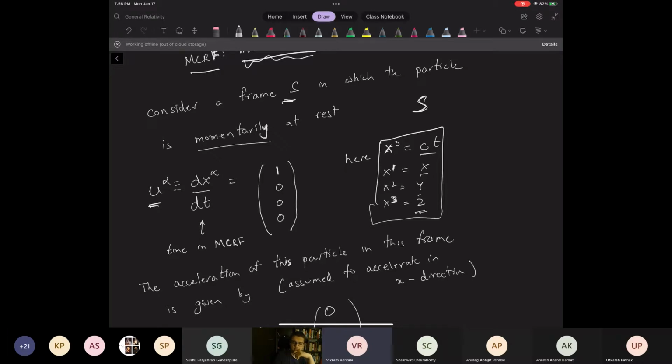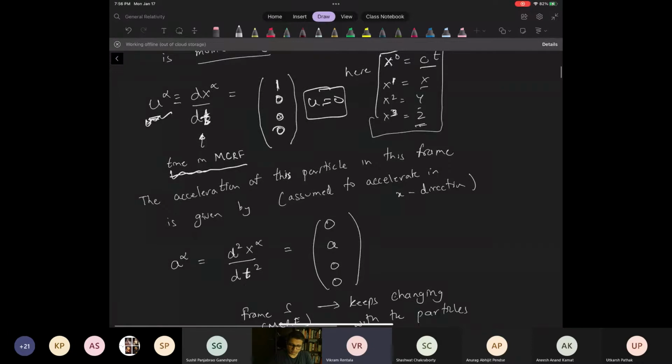The four-velocity is u alpha, which is dx alpha by d tau. I'll just define it this way, and what we'll see is that the time in the MCRF is related to the proper time. So in some sense, this really is the four-velocity. At that instant of time, dx alpha by d tau is just (1, 0, 0, 0), which corresponds to u equal to 0. So it has no speed; it's at rest in that reference frame.